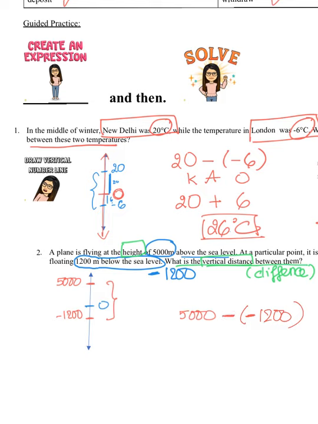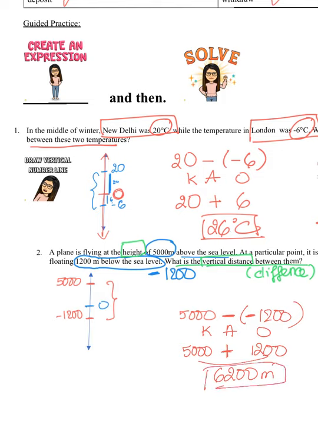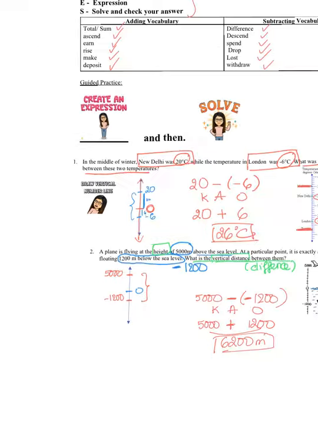So for a subtraction problem, I use KAO. Keep the first number, change subtraction to addition. The opposite of negative 1,200 will be positive 1,200. So when I add these two numbers up, I have 6,200 meters is the difference between those 2 points, or the vertical distance.